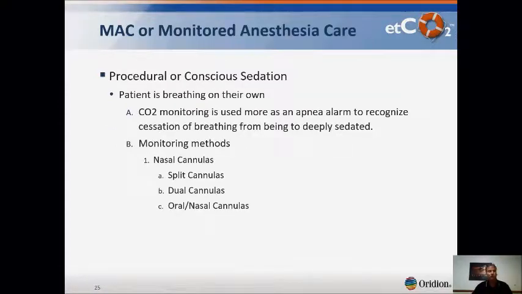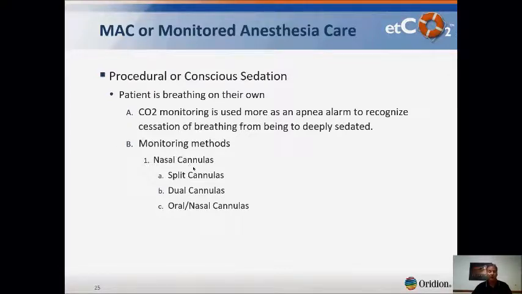So how is CO2 used in MAC, or monitored anesthesia care? Those are all procedural sedation or conscious sedation. The other examples we were using were general anesthesia, where the patient is on a ventilator. In procedural or conscious sedation, the patient is breathing on their own. So CO2 in this case is more used as an apnea alarm to recognize the cessation of breathing of a patient that might be too sedated.